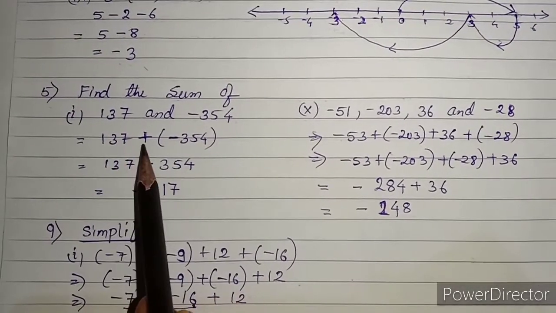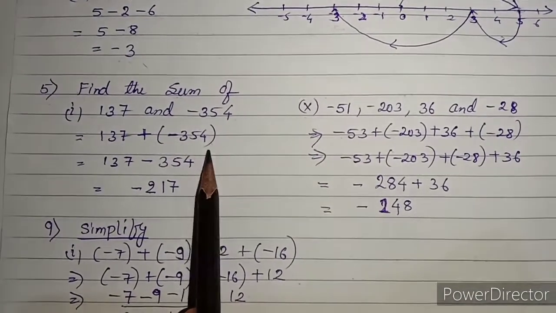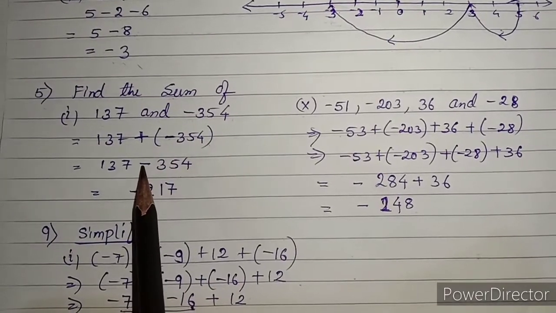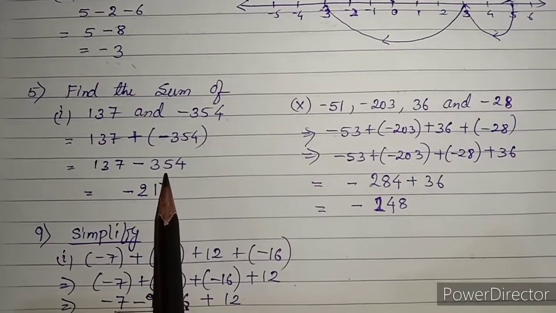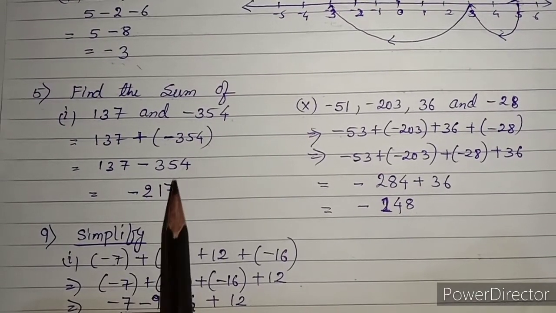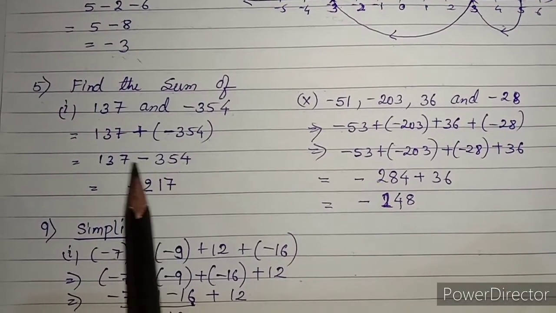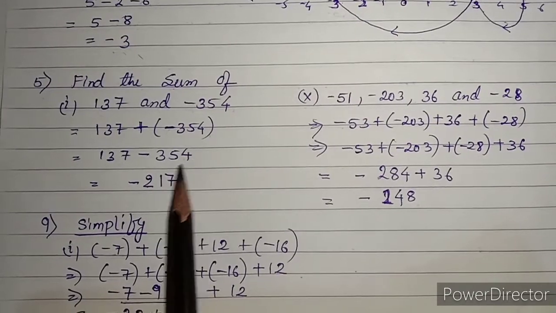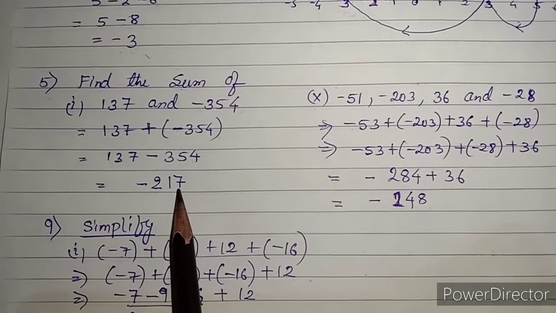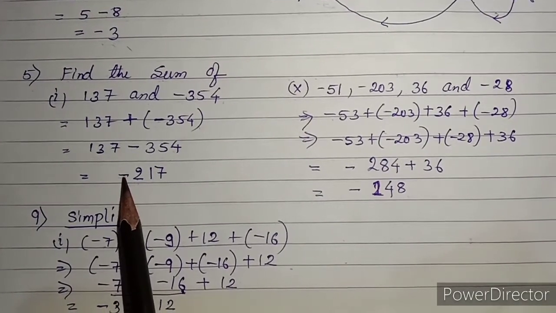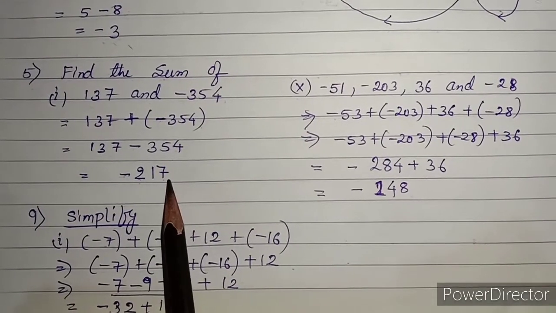So when you add both these integers, you know that first you remove the bracket, plus into minus is minus. One is positive, one is negative, so you have to subtract and give the sign of the greater number. When you subtract 137 from 354, you will get 217, and the greater number's sign is minus. So minus 217 is the answer.